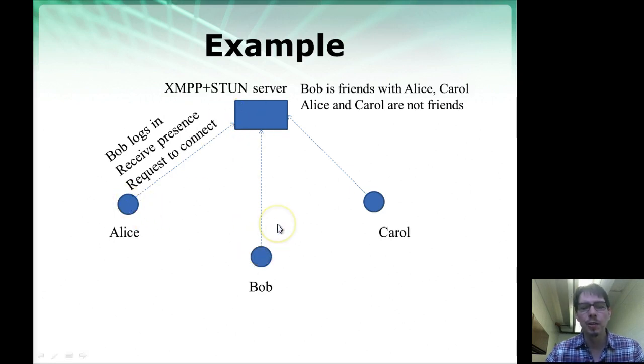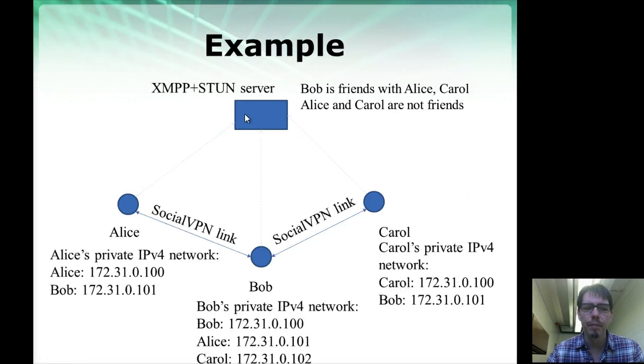server, reaches the controller, eventually Bob sends a reply, and they create a P2P connection over the internet, and then they're able to start sending messages directly to each other through that tunnel. So the presence message triggers this whole process of creating a link. But now we have to bind IP addresses to this link.